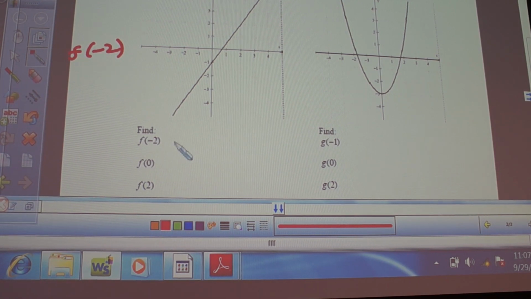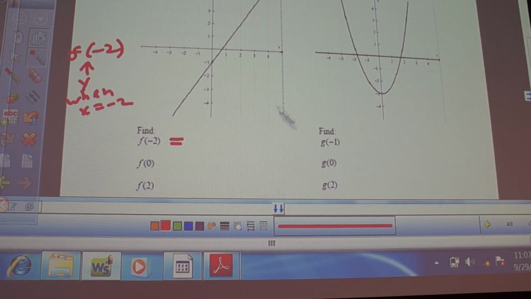So this is saying, what's my y when x equals -2? Again, this is my x-axis here. Slide along your x-axis till you get to -2, and then slide up and down to find where you hit the line. So this is at (-2, -4), which means in f of -2, when x is -2, y is what? -4. Everybody good with that part?